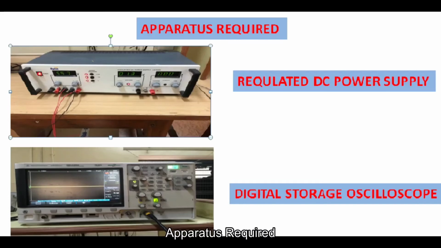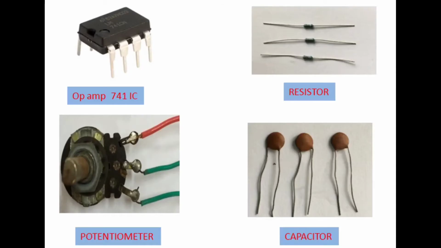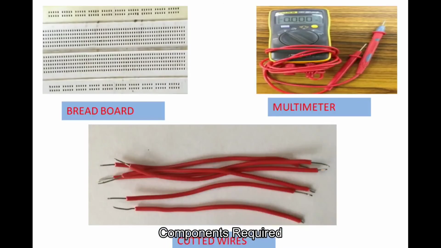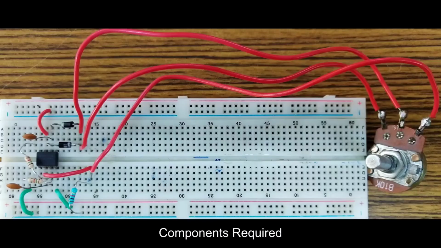Now these are the components that we need for this experiment. This is the circuit wiring for the Wien bridge oscillator.